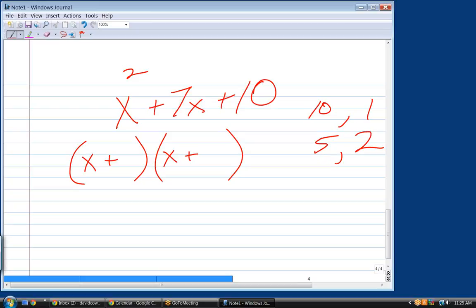So which set am I looking for? 5 times 2. Right. So the 5 goes there and the 2 goes there. I could also put the 2 here and the 5 there. It wouldn't matter. Okay. So that's rather straightforward.